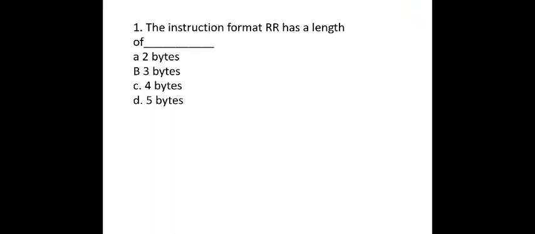Okay, dear students, now we have understood the introduction to macros, its features, and the very important thing, the types of arguments. Now let's have the MCQs for this. The first MCQ for today's session is: the instruction format RR has a length of how many bytes? 2 bytes, 3 bytes, 4 bytes or 5 bytes? And the answer is 2 bytes.